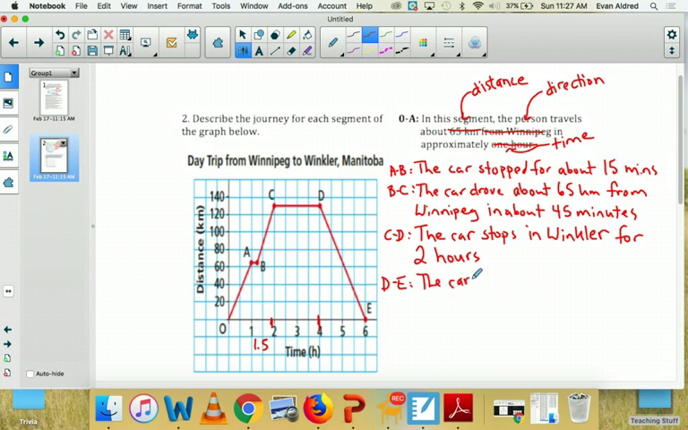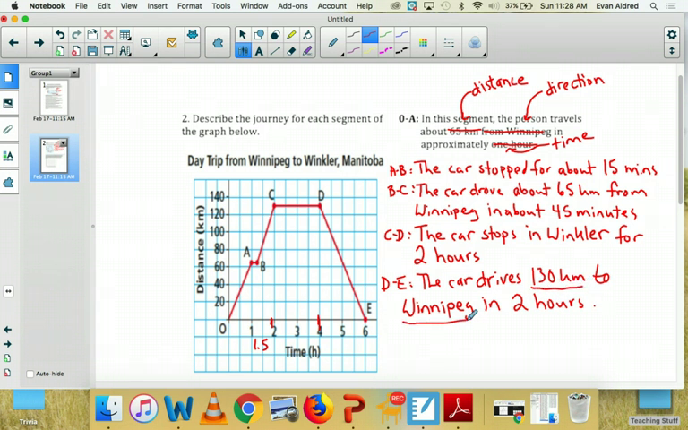the car drives 130 kilometers to Winnipeg in 2 hours. And again, we can see everything we need. We have a distance there, as I just underlined. We have a direction there, as I just underlined. And we have a time there, as I just underlined.